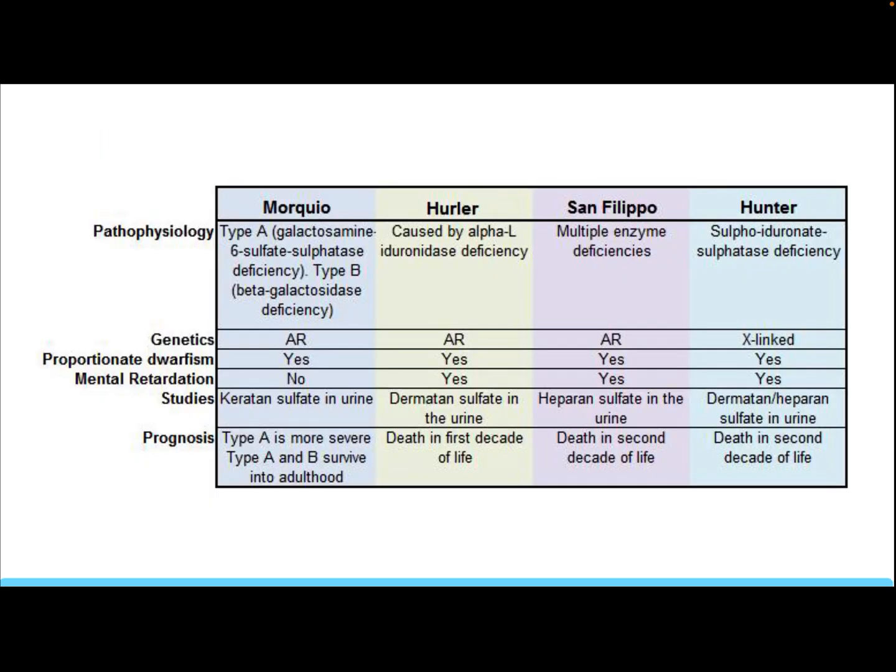This is a very nice picture showing a table of the different types of mucopolysaccharidosis that we discussed. All of them are autosomal recessive except Hunter, as we said previously, which is X-linked. You can read it by yourself. It's very clear. It's very important as well.